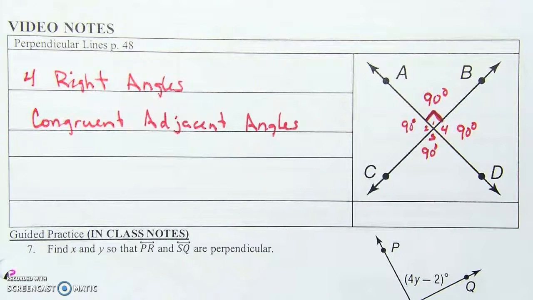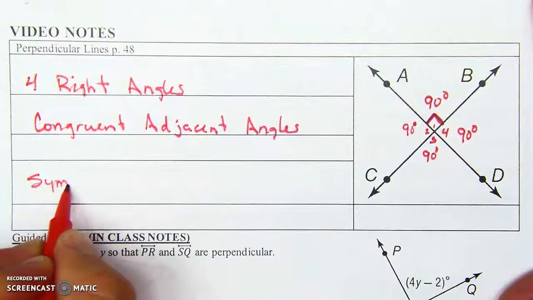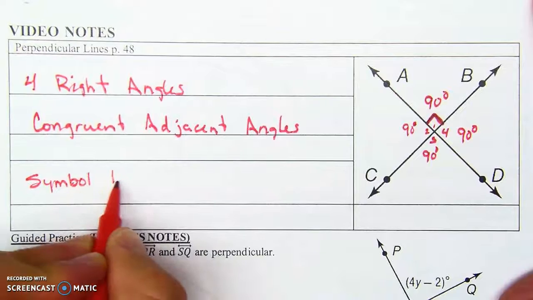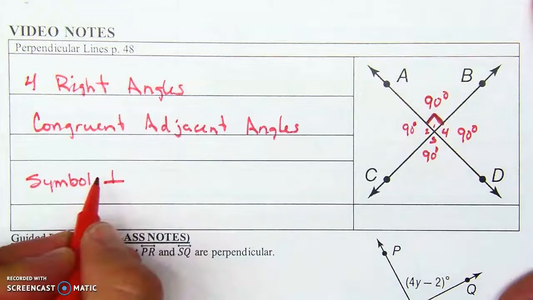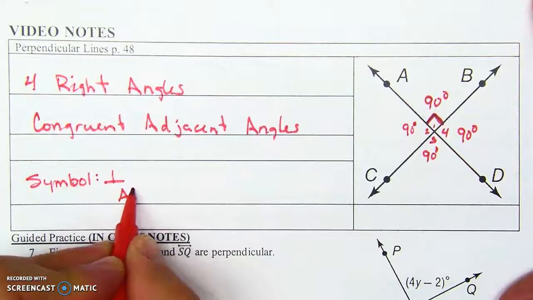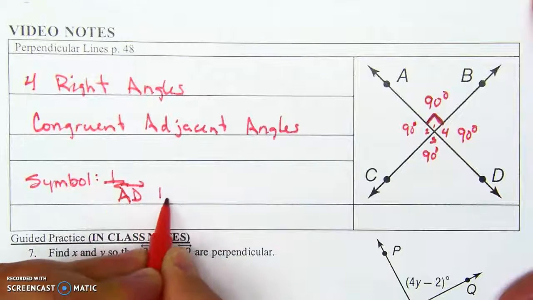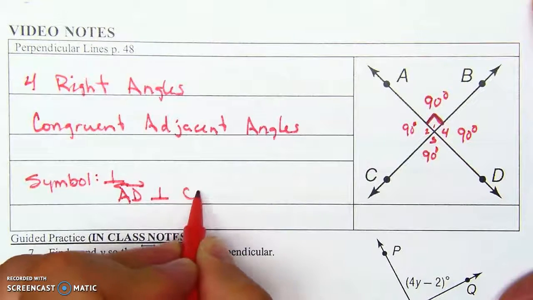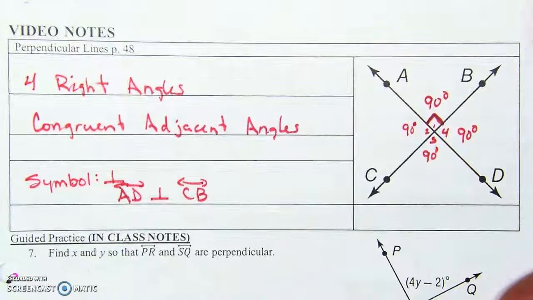The right angle symbol indicates that the lines are perpendicular. So there's a symbol for perpendicular. Here's our symbol. It's an upside down capital T. Okay. That's our symbol. So we could say that we have line AD, and we're going to say that it is perpendicular to CB. Okay, does that make sense on that? Okay?